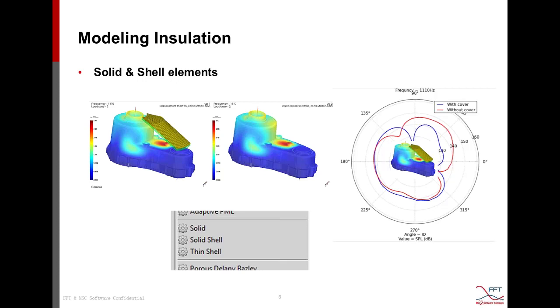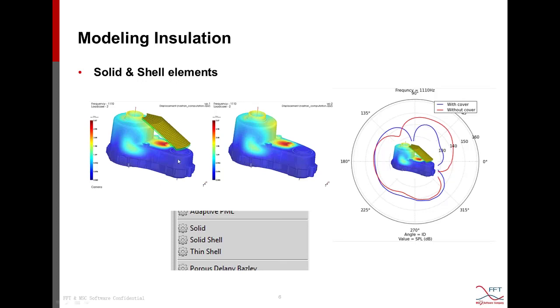Now, to model insulation, in Actran we have solid and shell elements. So by building the solid component or shell component using the finite element mesh, we can model the insulation effect, which is the obstacle effect of any solid object on the propagation of acoustic waves.